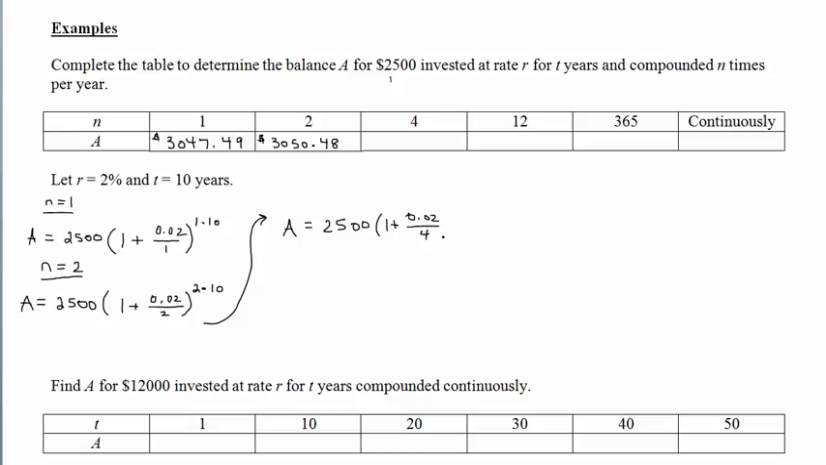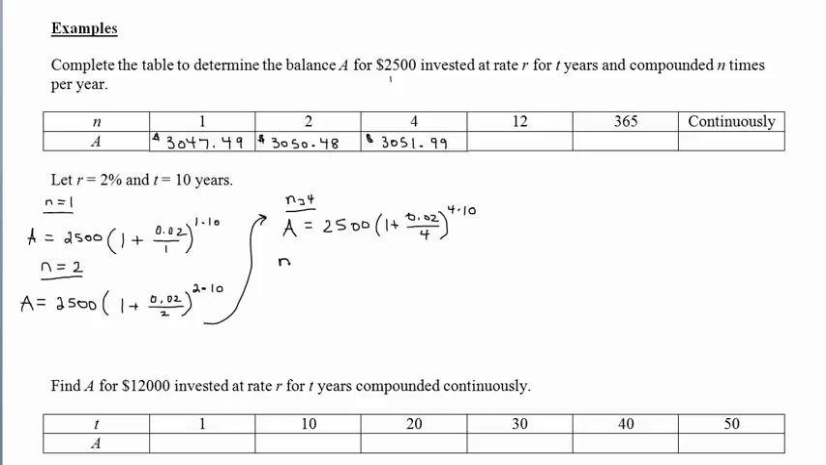Divide by 4. Raised to the n times t. N in this case is 4 and t is still 10, so that'd be 40. Go back and edit your last line. Pretty small difference between compounding once a year, twice a year, or even 4 times a year. This was n equals 4.